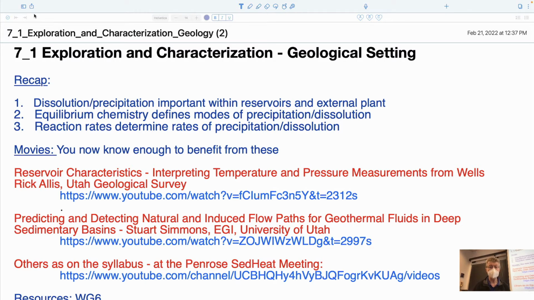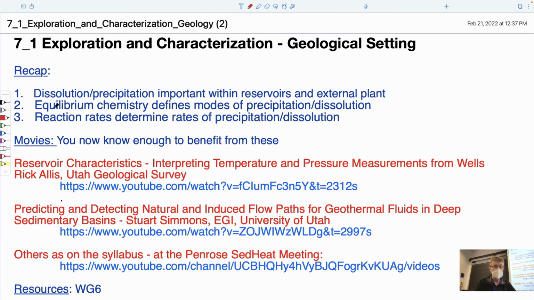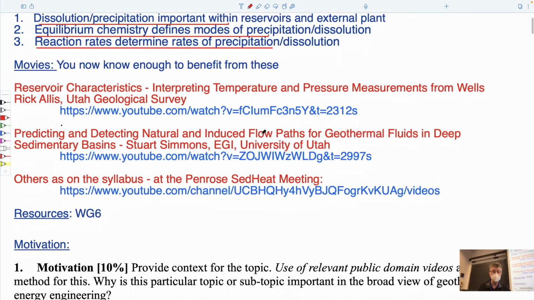So that's what we'll talk about today. Last time we talked about geochemistry, dissolution and precipitation, and why it's important within reservoirs and within the plant. We talked about equilibrium concentrations, which decide whether precipitation or dissolution will occur within a system. We didn't talk very much about reaction rates, but we did talk about the propensity to dissolve or precipitate fluids both in the subsurface and within the plant on surface. So we have some background in that.